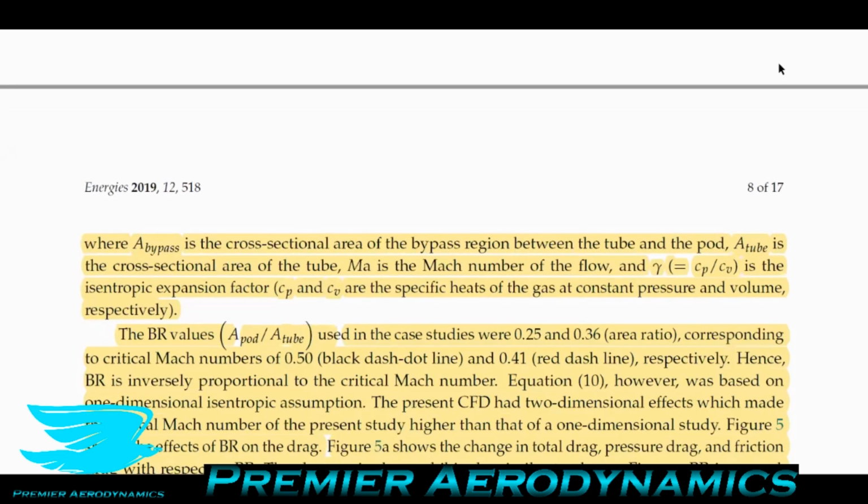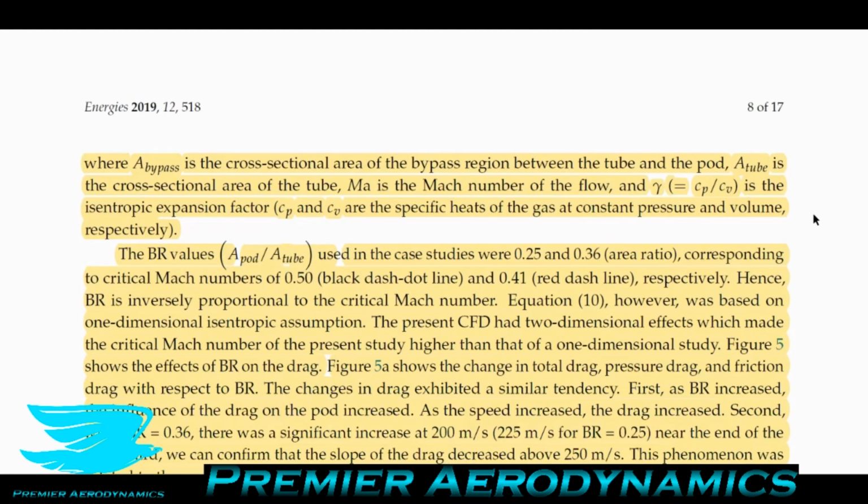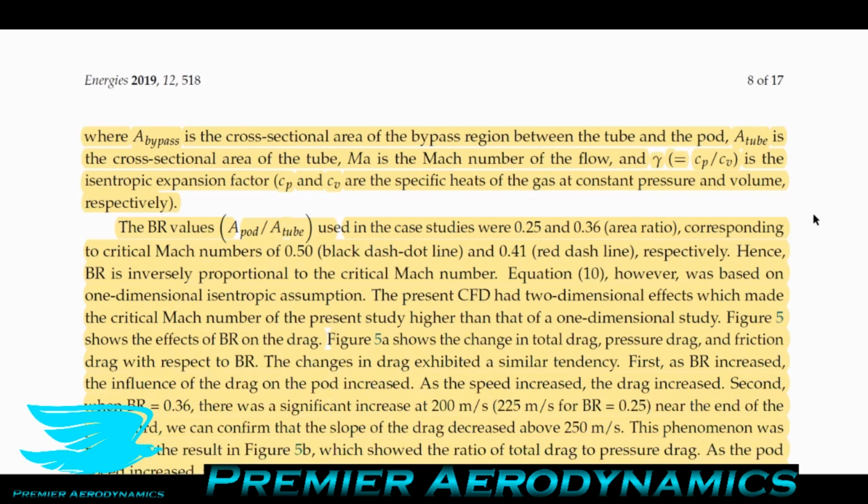So the blockage values used in this case study were 0.25 and 0.36, corresponding to critical Mach numbers of 0.5 and 0.41, respectively. So in other words, as the blockage ratio goes down, the critical Mach number increases. Hence, the blockage ratio is inversely proportional to the critical Mach number.